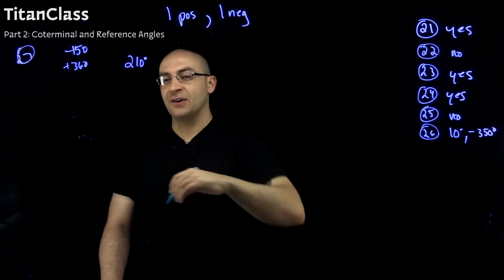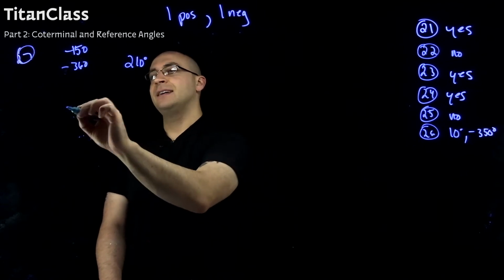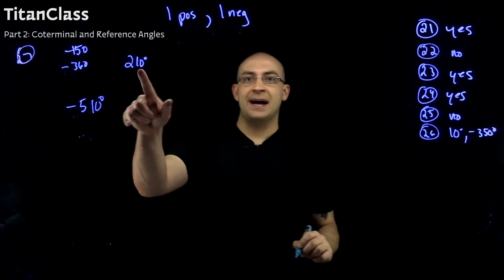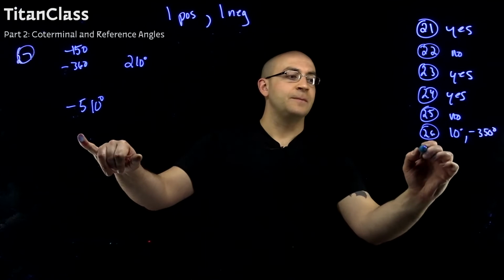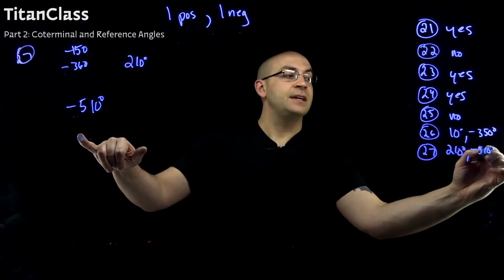Now, negative 150 is already negative, so we can't use that because that's not coterminal to itself. I have to add another negative revolution. So we'll subtract 360 from that, and we'll get negative 510. So we have our positive coterminal and our negative coterminal: 210 and negative 510.